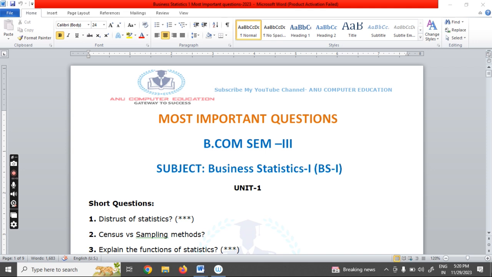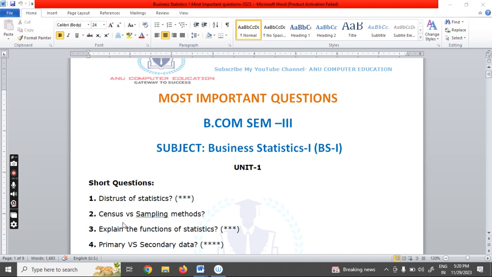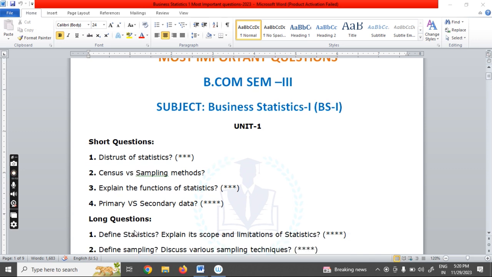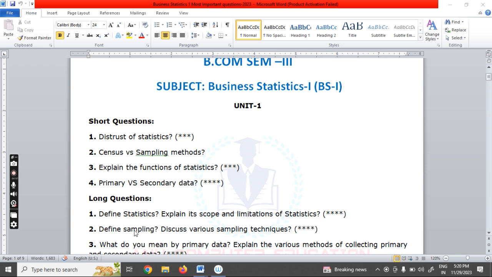This is Unit 1 short answers. What is statistics, census and sampling methods, explain the functions of statistics, and primary versus secondary data. These are very star mark questions and very important. Define statistics, explain the scope and limitations and characteristics of statistics. This is one of the very important questions.